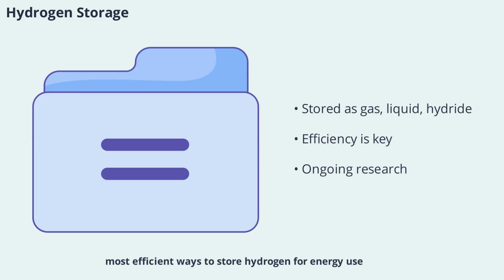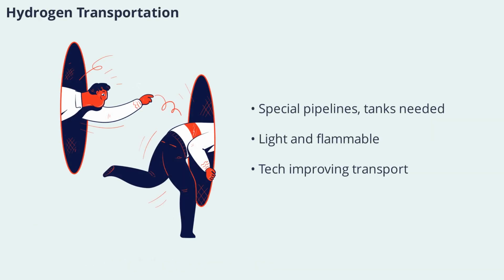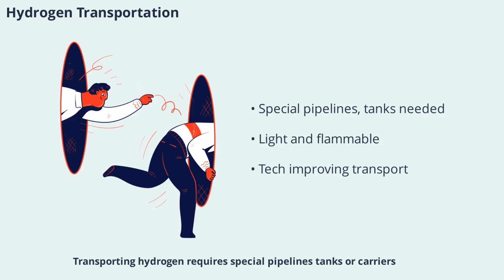hydrogen for energy use. Transporting hydrogen requires special pipelines, tanks, or carriers. Because it's so light and flammable, safety and efficiency are top concerns. Advances in technology are making hydrogen transport more practical for large-scale energy use.